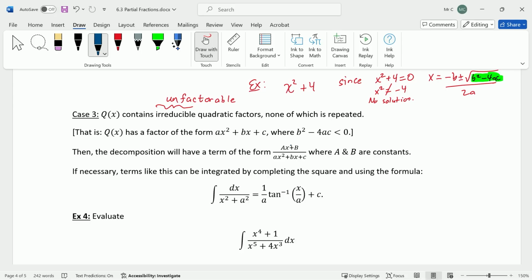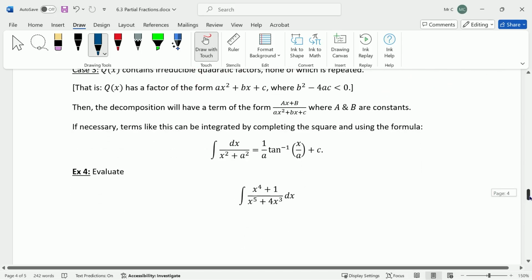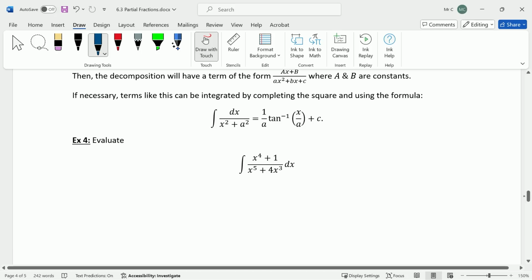So the decomposition will have a term of the form Ax plus B over little a x squared plus little b x plus c. And if necessary, terms like this can be integrated by completing the square and using the formula, the integral of dx over x squared plus a squared equals 1 over a tangent inverse of x over a plus c. But that won't always occur. Just something you should keep in the back of your head. You may need to try completing the square to do one of these integrals.